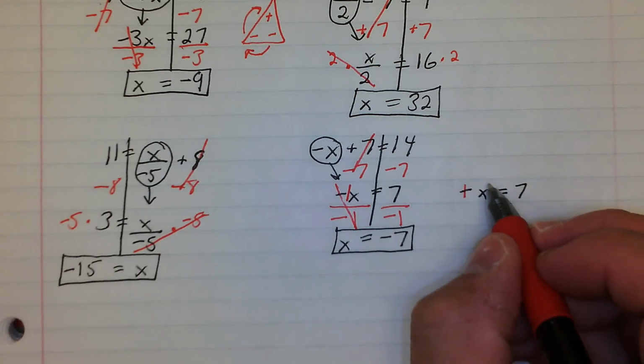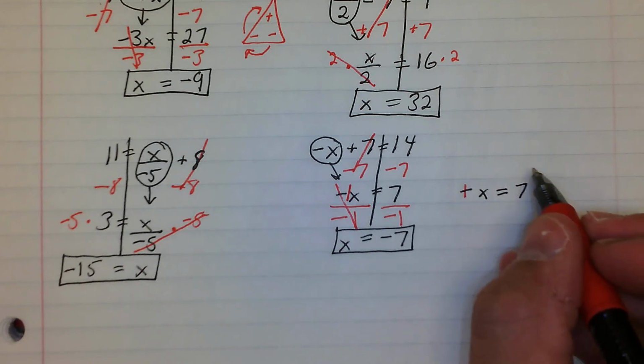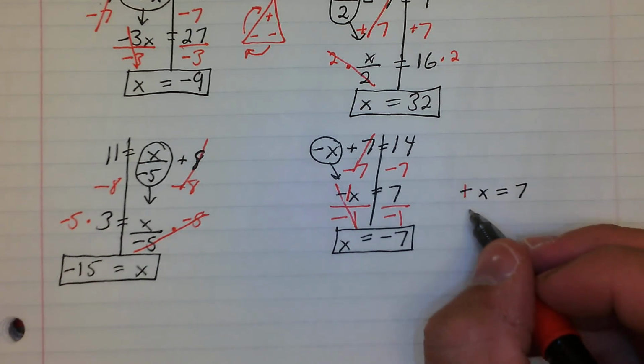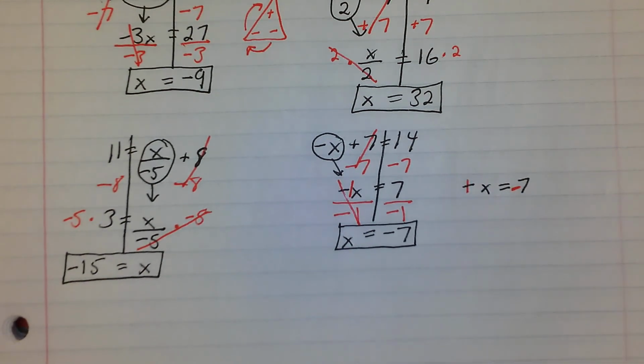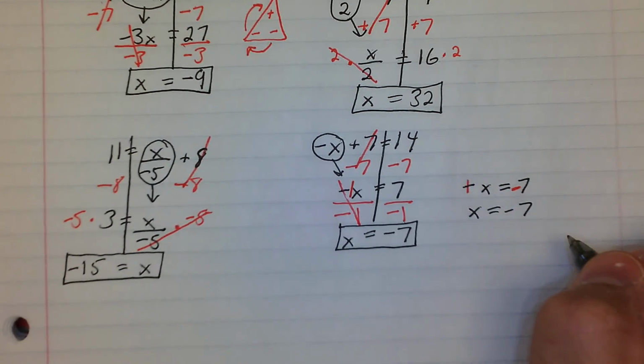Now, if I change the sign of one side of the equation, I also need to change the sign of the other side of the equation. So I turn this from a negative to a positive, so I have to turn this from a positive to a negative, and I'll still be able to get the same answer, x equals negative 7.